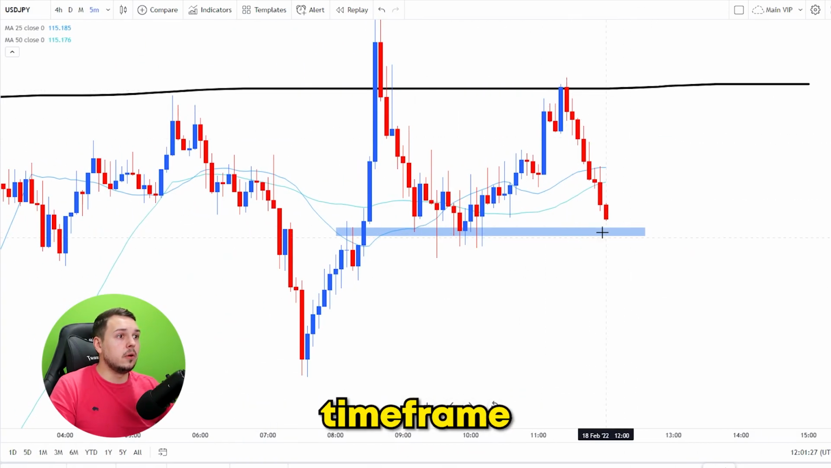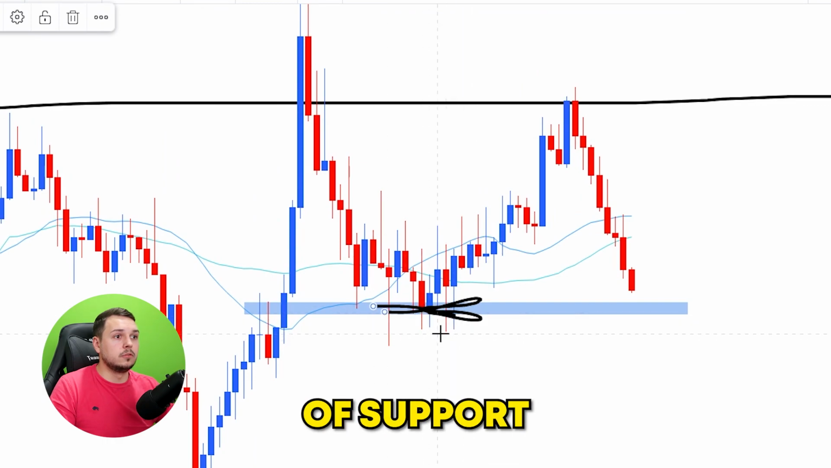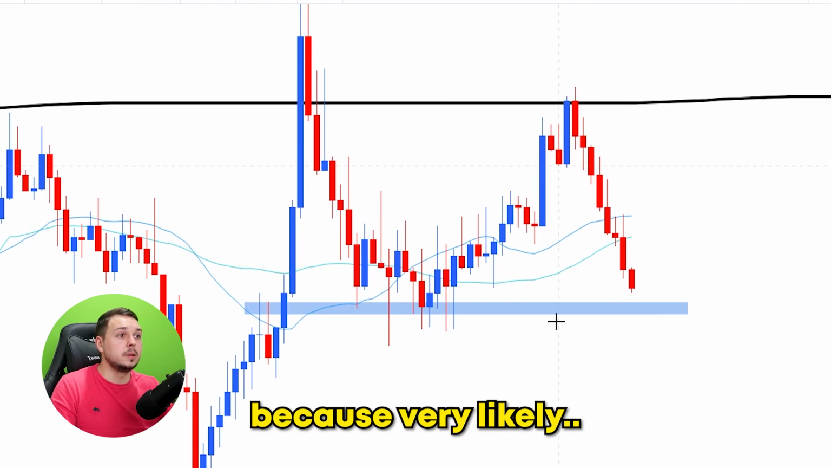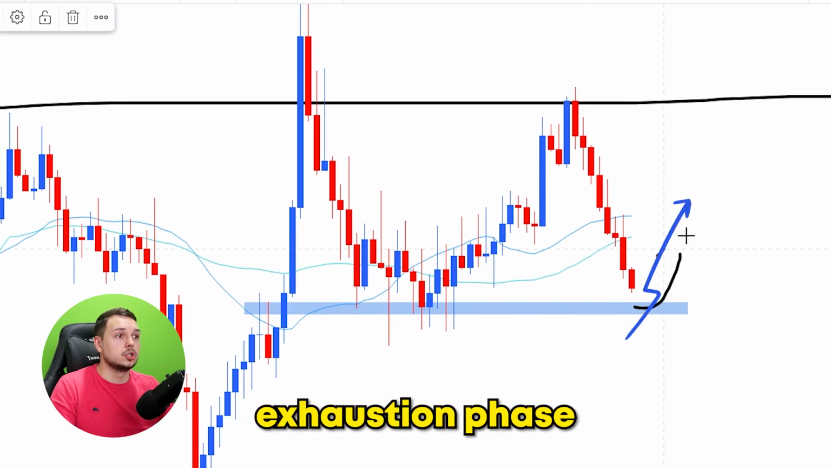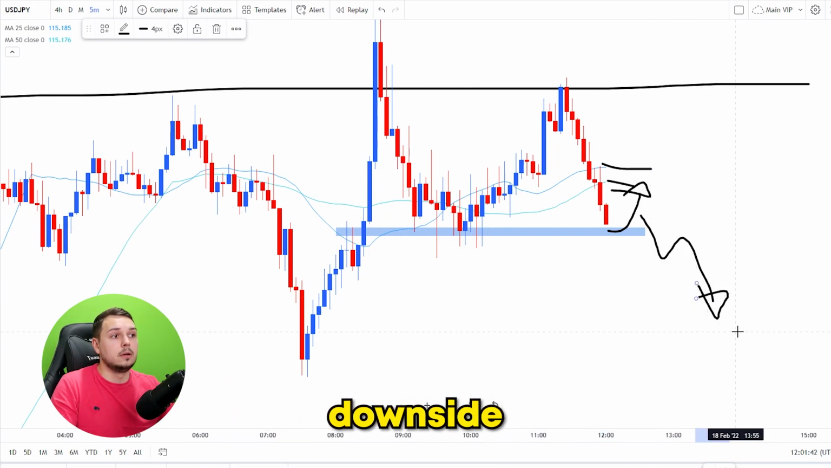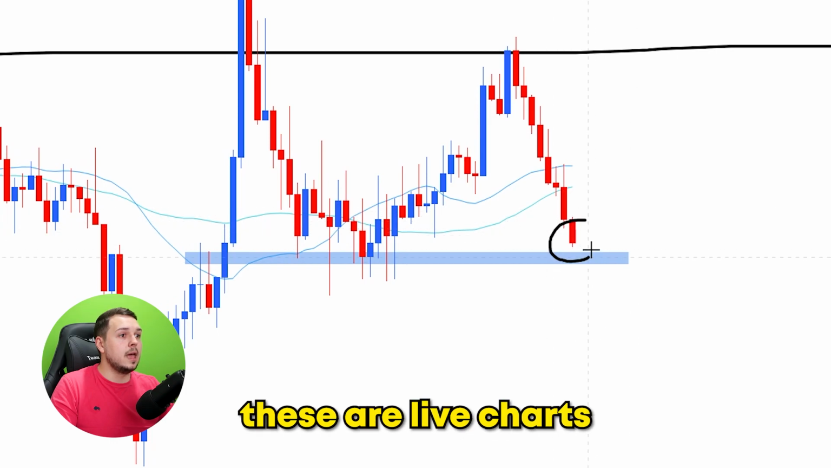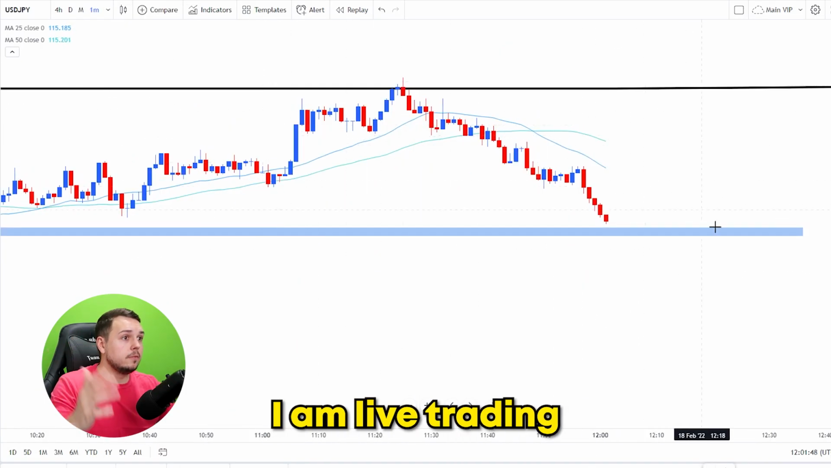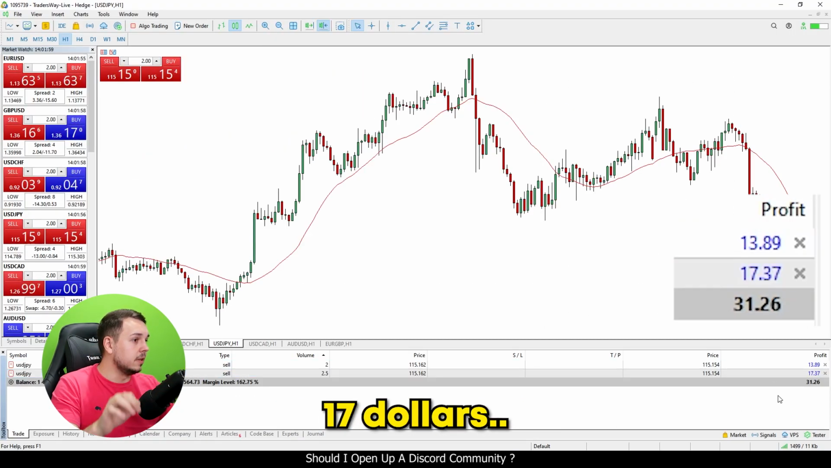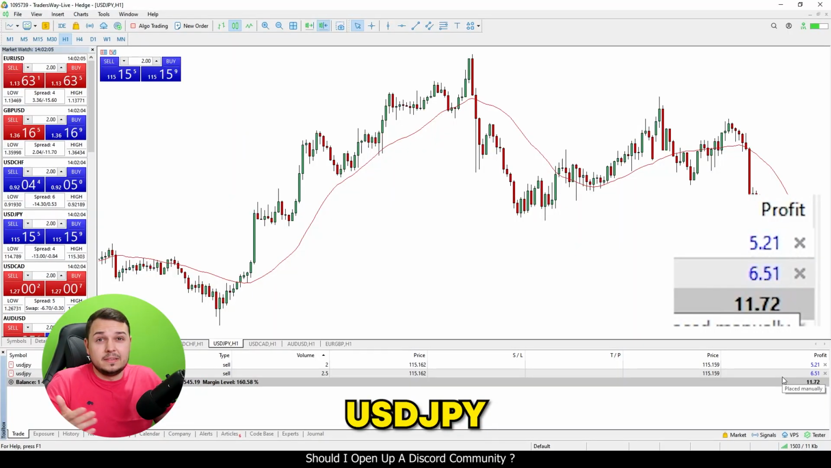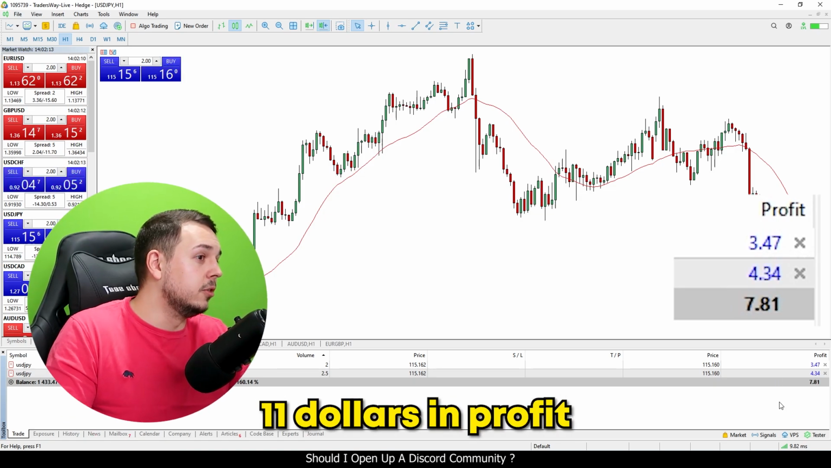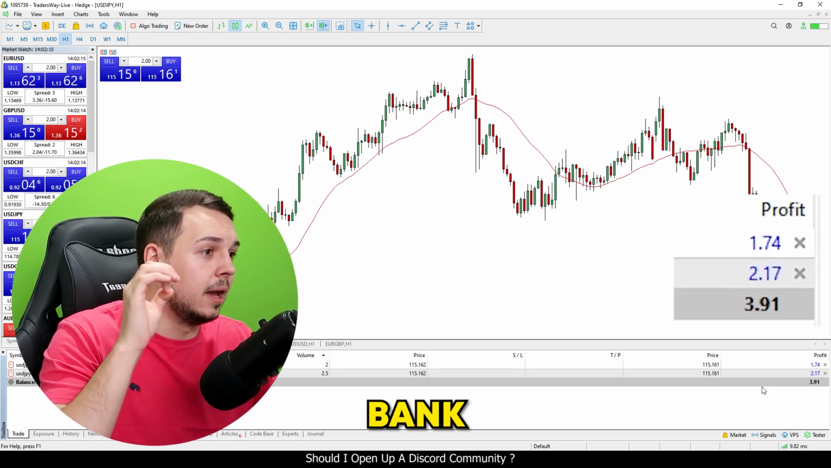If we have a look at the 5-minute time frame, as you can see, a strong area of support over here. So once the candlesticks reach this area zone, we are selling it off because very likely we're going to have an exhaustion phase towards the moving averages and then maybe a break towards the downside. And as you can see, we are nearly there. These are live charts, by the way. I'm live trading for you guys. It's hard to make these videos, but look at this. $13, $17. USD Japanese yen doesn't pay as well as Euro USD, but it's still pretty good. Currently $11 in profit. We can definitely bank a little bit more.